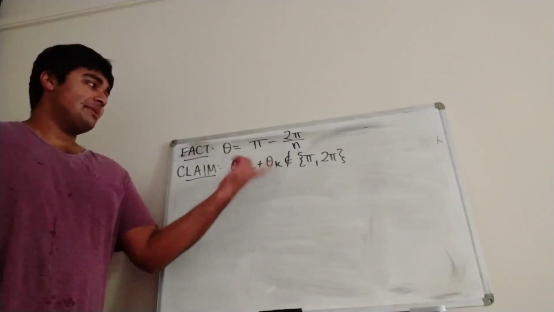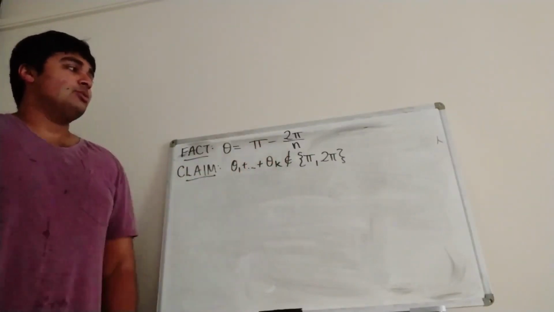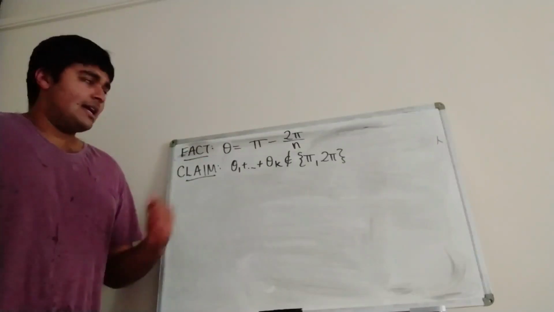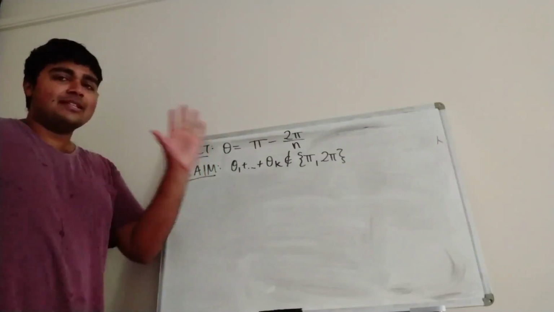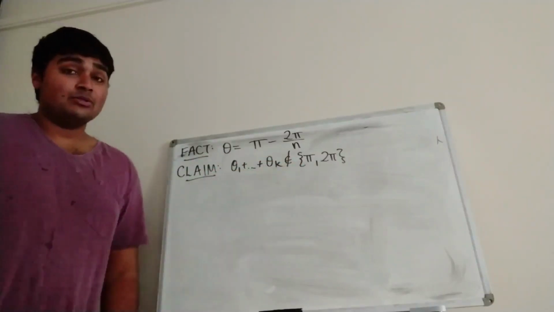Anyway, what I've written down is a claim that I had up a second ago, and that is that when you sum up these angles, θ1 up to θk, it can never be equal to pi or 2 pi, from what we had before. So we're continuing the proof from before, and the first thing we're going to do is show that it can never be equal to pi.